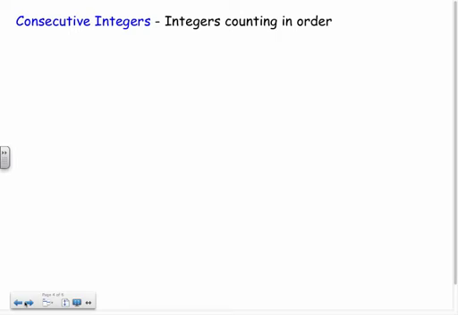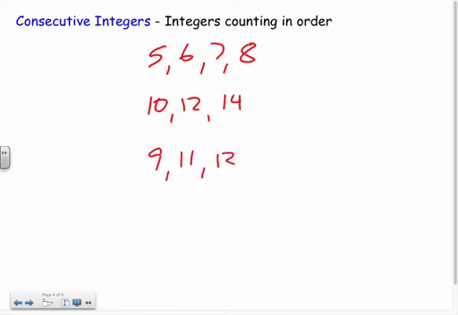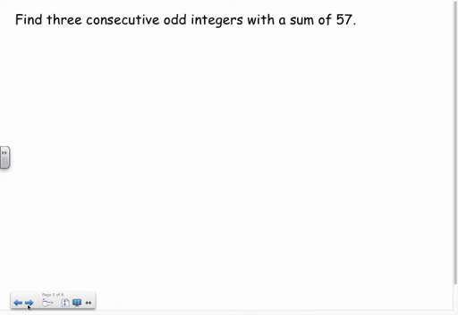Lastly, consecutive integers. Whenever you see consecutive integers, that means integers counting in order. So if it says consecutive integers, that's like if I started with 5, so 5, 6, 7, 8. If it says consecutive even integers, well, now you're talking just evens. If it said odds, then you're talking just odds. And I say this because we get problems like this that say find 3 consecutive odd integers with a sum of 57. So I got 3 consecutive odd integers with a sum of 57.